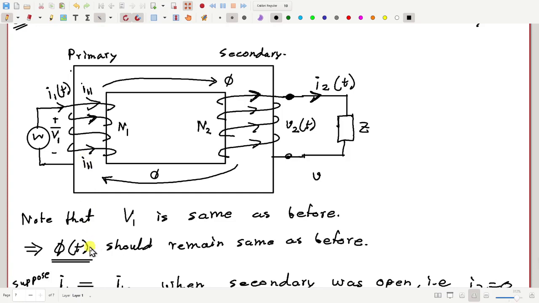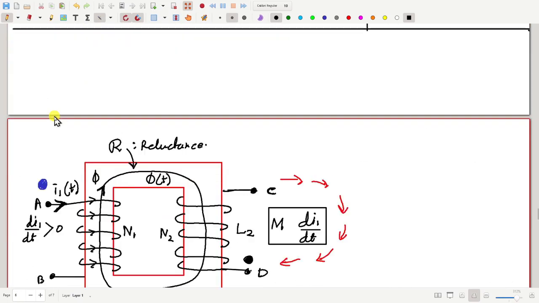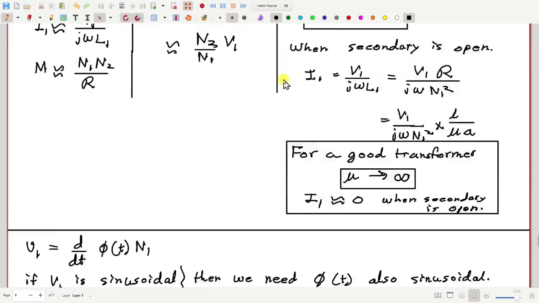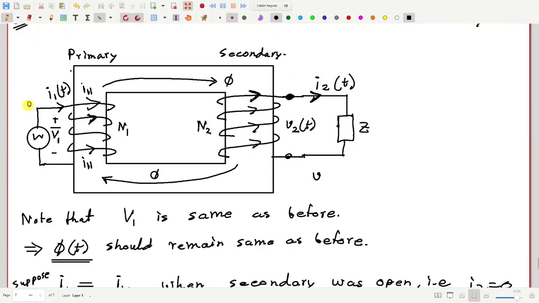Okay, acha. So one more thing you notice in this transformer, how are the dots? If you recall, we just did it before. The dots are at terminal A and terminal C. So for this transformer, the dots are here and here. So we see that if current I2 is leaving the dot, then current I11 should enter the dot.